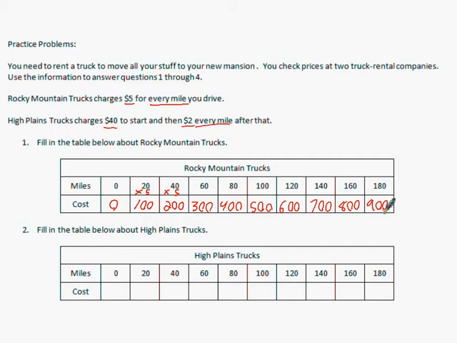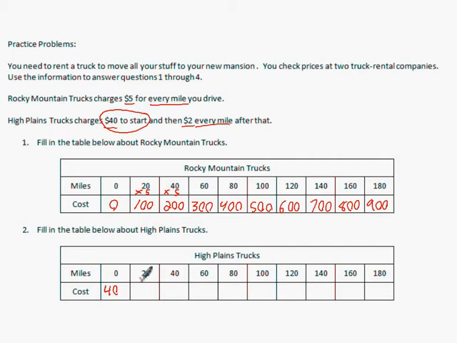Once you have that pattern, you can count up the rest of the way. You don't have to keep on multiplying. Now, fill in the table below about High Plains Trucks. This one's a little bit trickier because at 0 miles, the cost is $40. Because if we look up here, High Plains Trucks charges $40 to start. That comes in first. And then $2 every mile after that.